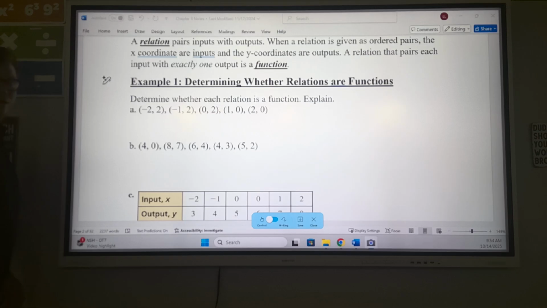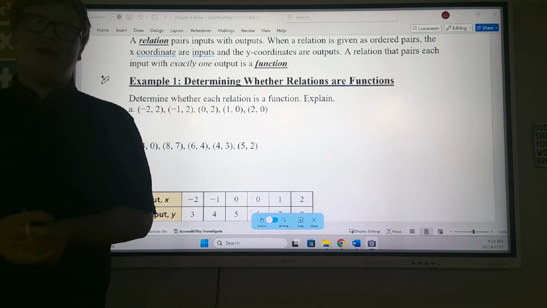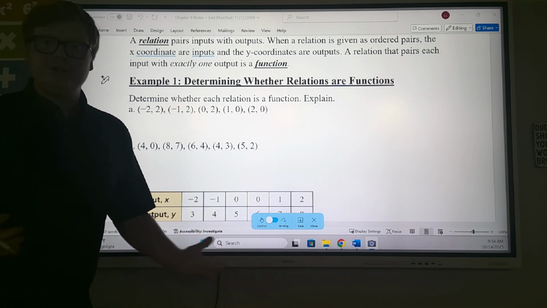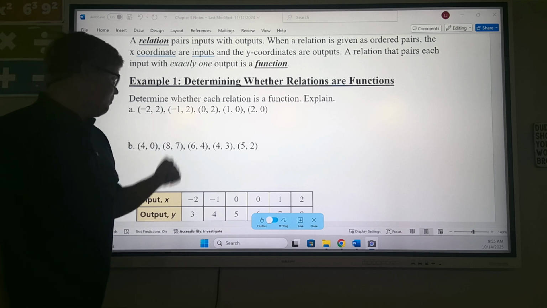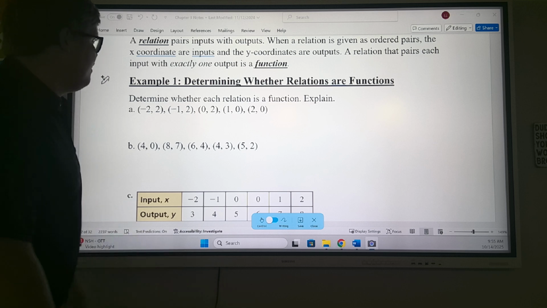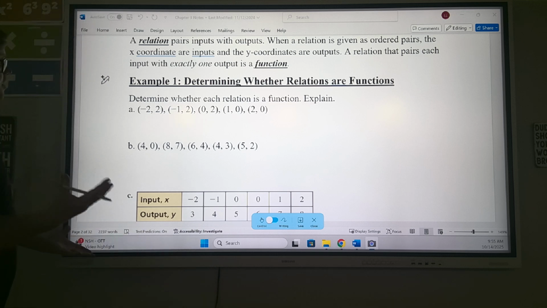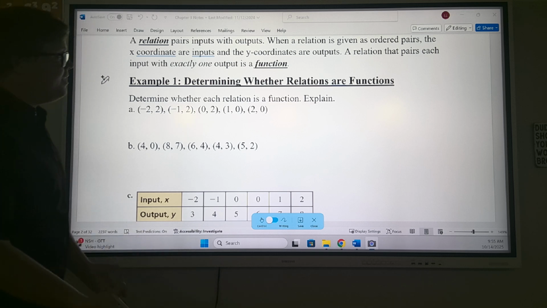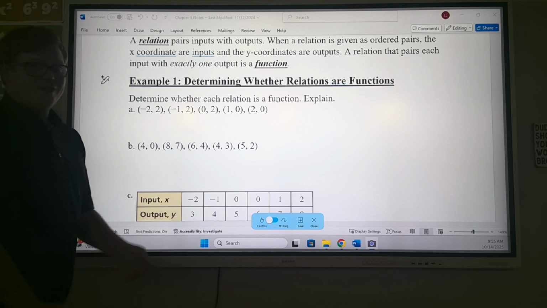Okay, so all we're going over today is how to determine whether something is a function or not. We're going to look at things like ordered pairs, tables, maps, and graphs. So, a function is a relation that pairs each input with exactly one output.